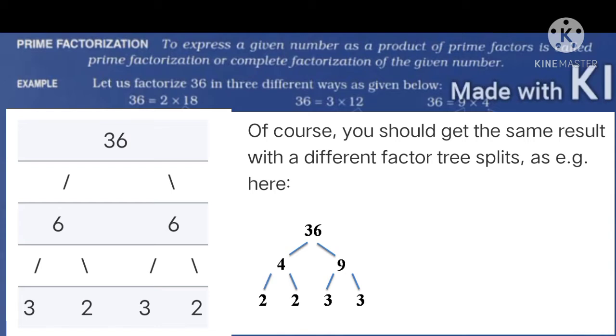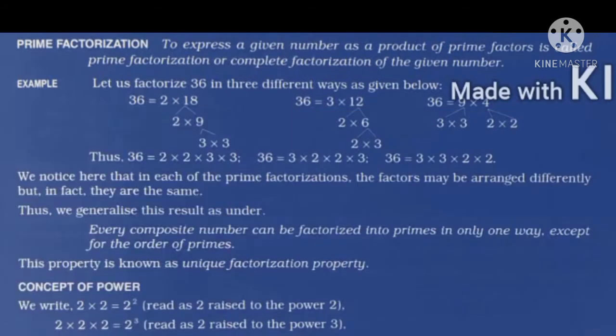Here we notice that in each of the prime factorizations, the factors may be arranged differently, but all these numbers are the same. Thus we generalize the result as: every composite number can be factorized into primes in only one way, except for the order of the primes. The numbers remain the same but the order can be different. So this is a property which is also known as the unique factorization property.